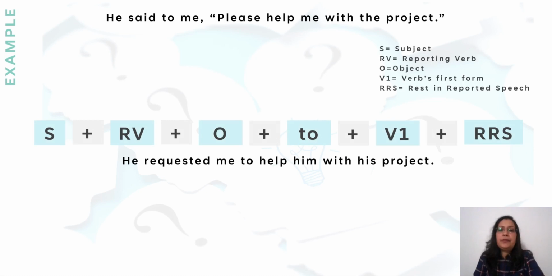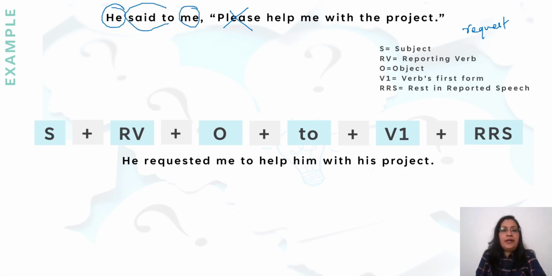Please help me with the project. Now this is what kind of a sentence? This is a request. First of all, we should remember that we are going to remove these words. Please, kindly, all these words are supposed to be removed. Right? Now, then identify subject and object.